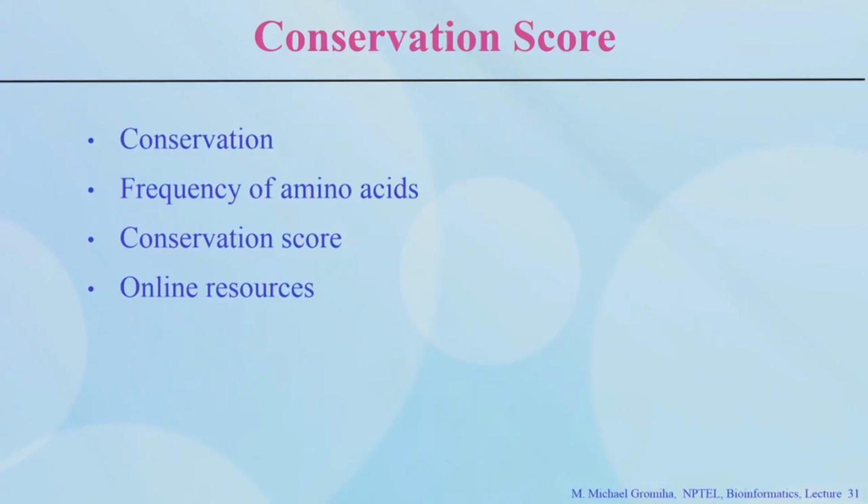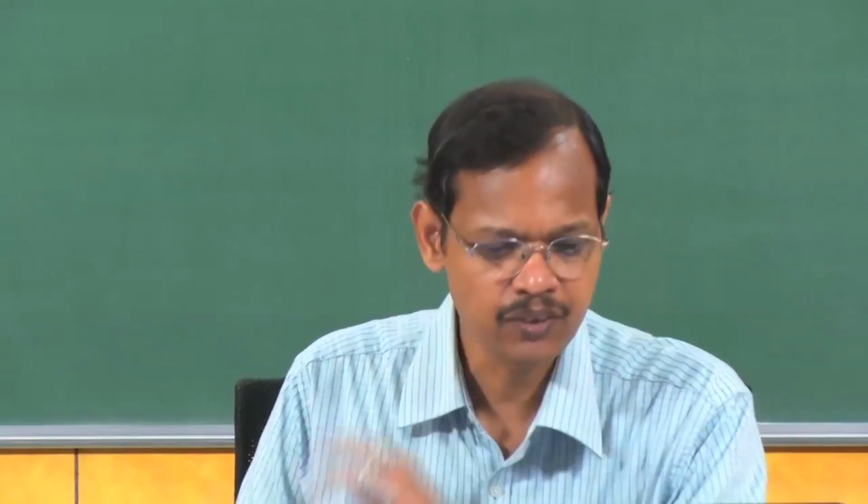What is conservation? A residue is occupying the same position. If you have 100 sequences, among the 100 sequences take position number 5, it is alanine. How many sequences have alanine at position number 5? So, this will give you the information regarding the same amino acids present at the same position.